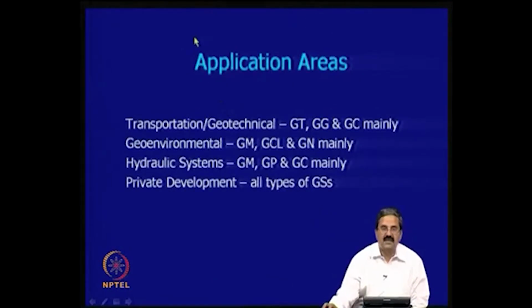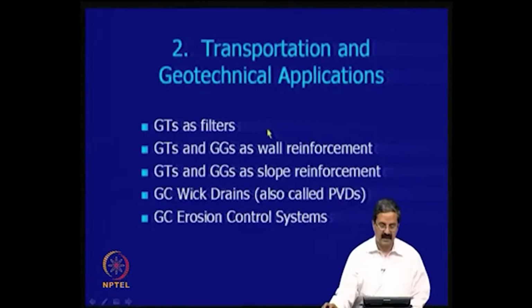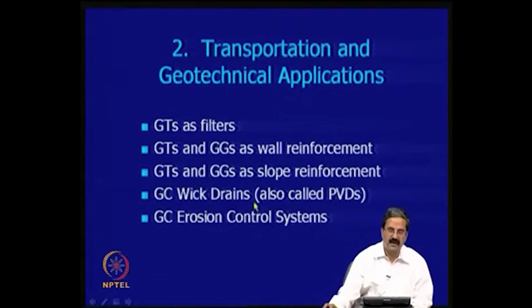So, I would like to just illustrate to you some of the application areas. As I said, the applications are too many; it can be in transportation, geotechnical, geoenvironmental, hydraulics and all that. You can see that in transportation, particularly in pavements and geotechnical, geotextiles have been very effective as filters. Geotextiles and geogrids are used as wall reinforcement, and as slope reinforcement. I was also mentioning that we have studied PVDs, prefabricated vertical drains. They are also called wick drains, and they have been quite effective in consolidation applications.